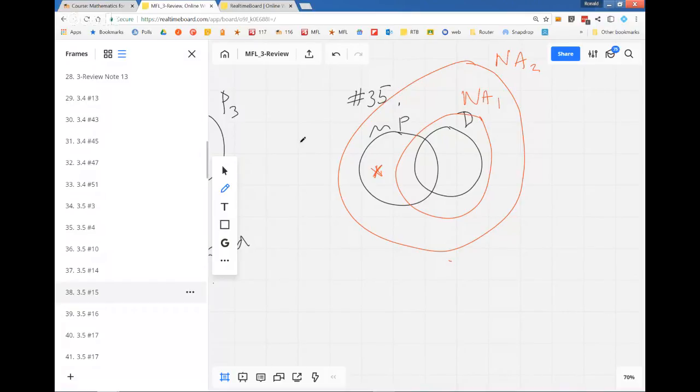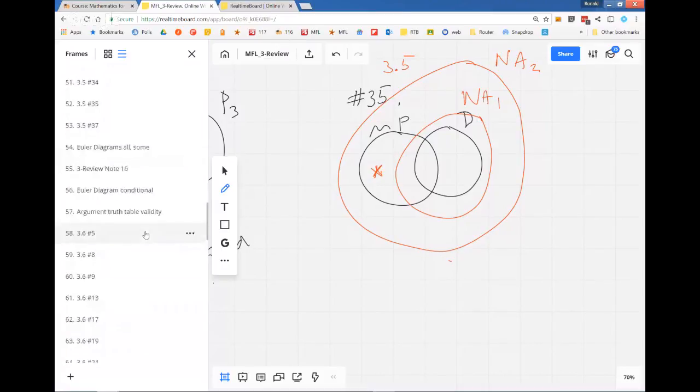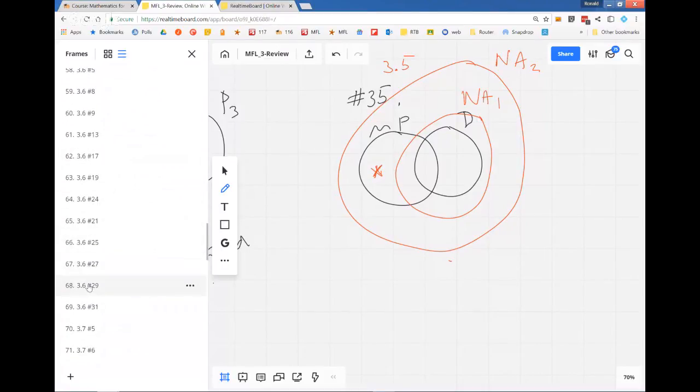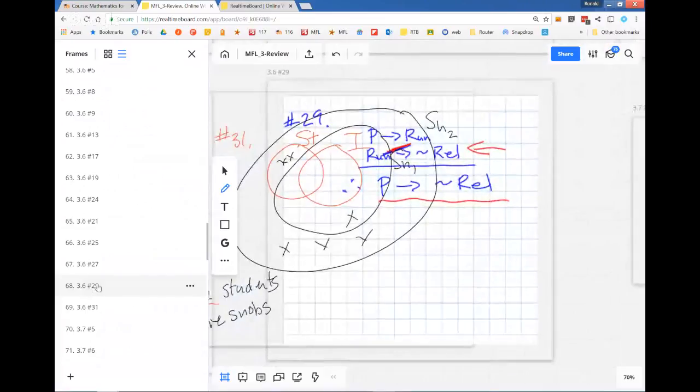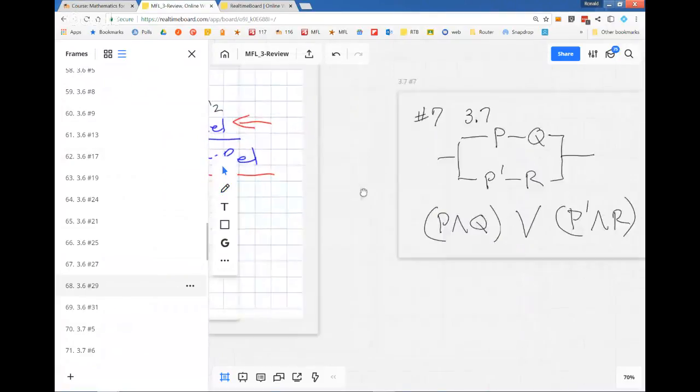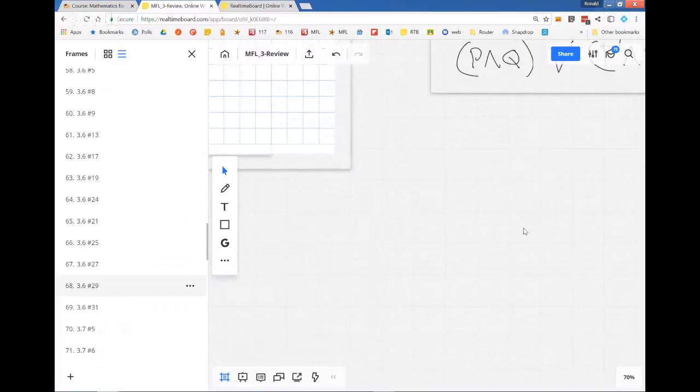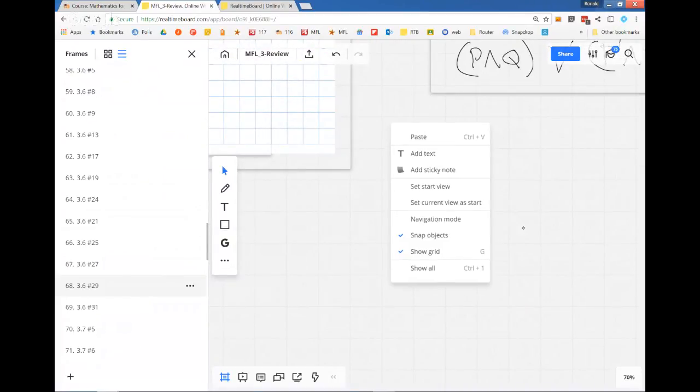Can we go over 3.6, number 29? Yes. I'm going to have to do it over again because these diagrams get kind of messy. Okay, let me get some new space here. 3.5, number 29. Finding the valid conclusions using all the premises.